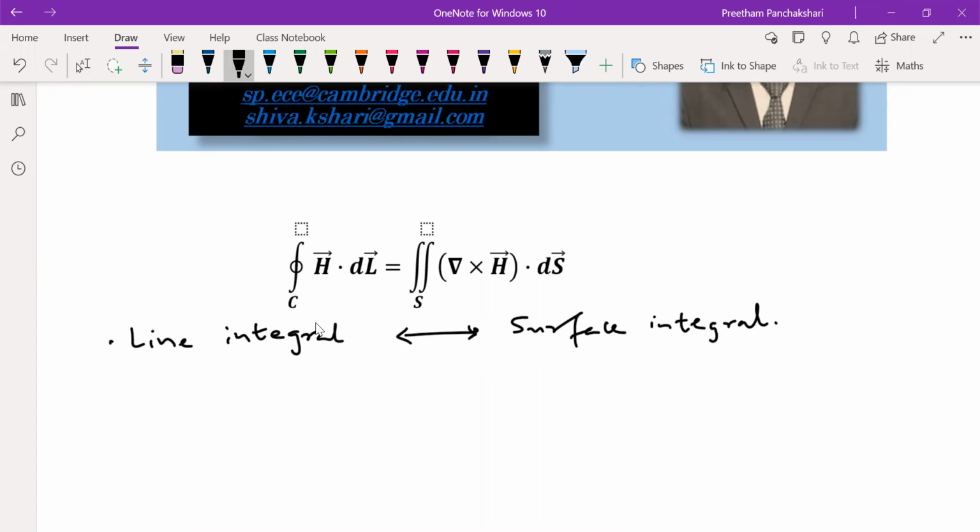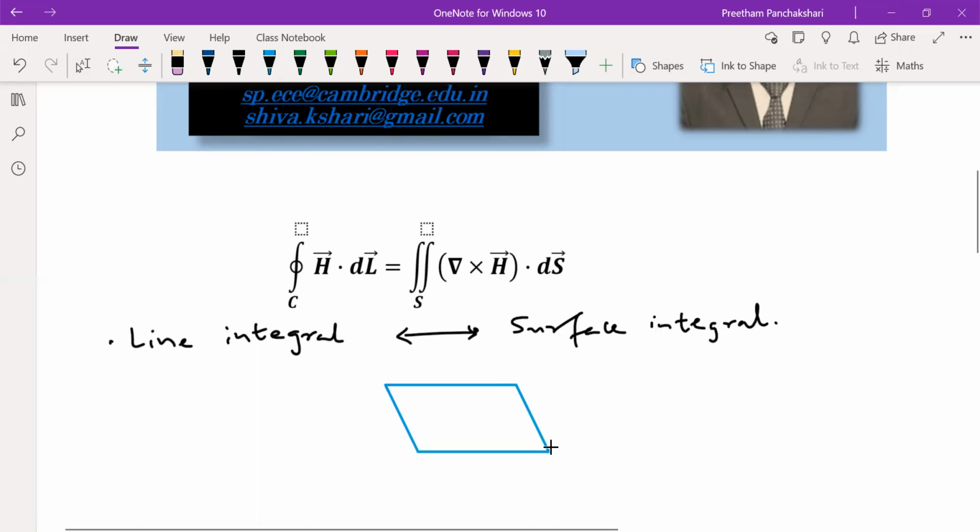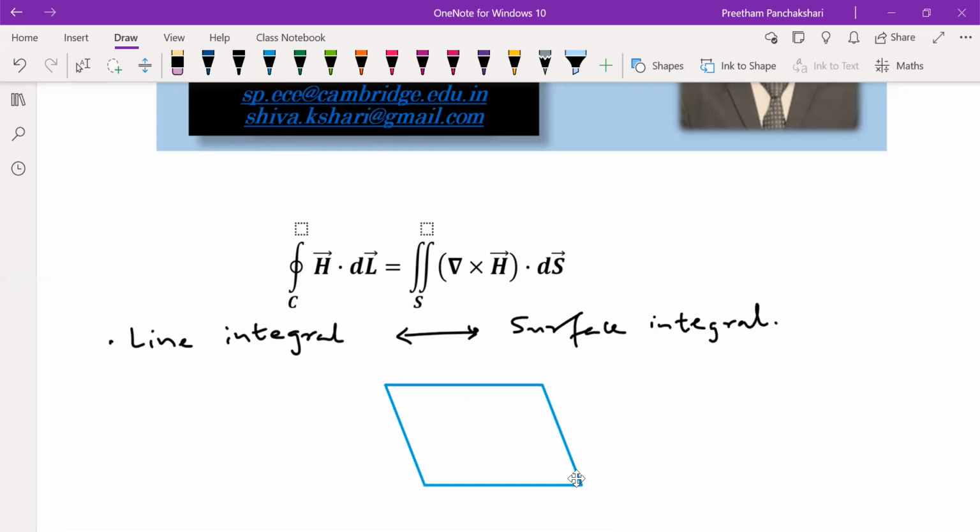There is another theorem which is doing a similar job, that is divergence theorem, which relates a closed surface integral with the volume integral. But Stoke's theorem relates a closed line integral with a surface integral. In this case, the surface S is the surface enclosed by the path C. So to understand this theorem better, let us choose a closed path of any shape.